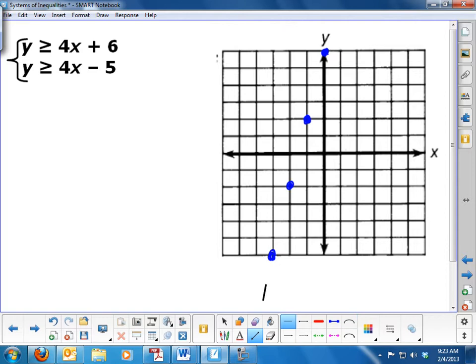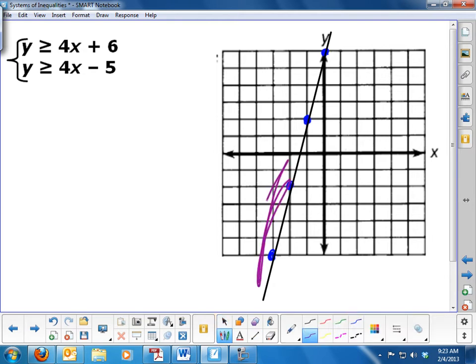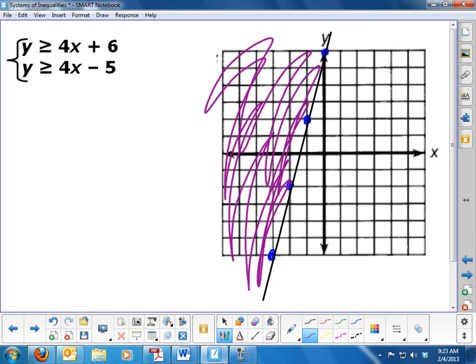I see that I'm going to have a solid line because it's greater than or equal to. And I see that since it's greater than, that means I'm going to shade above. So I'm going to shade above that line right there. Notice how these were already in slope-intercept form for me, which is awesome.